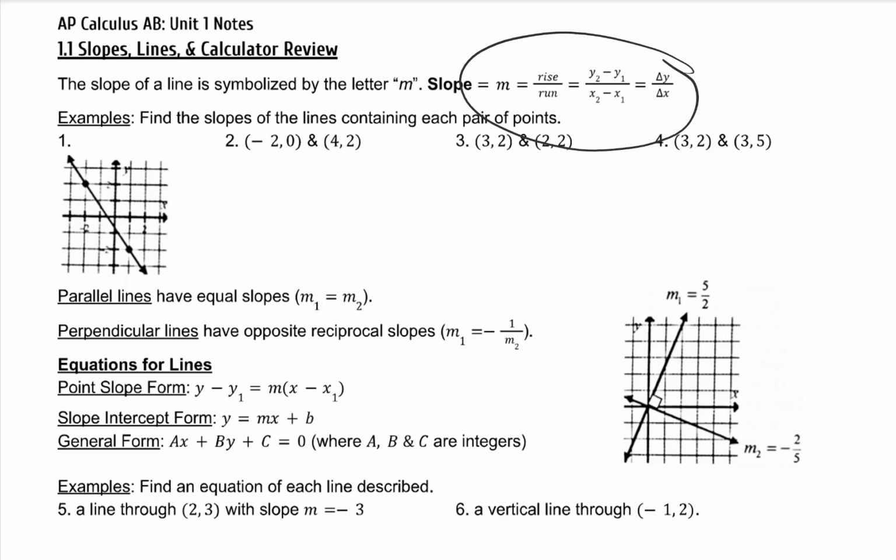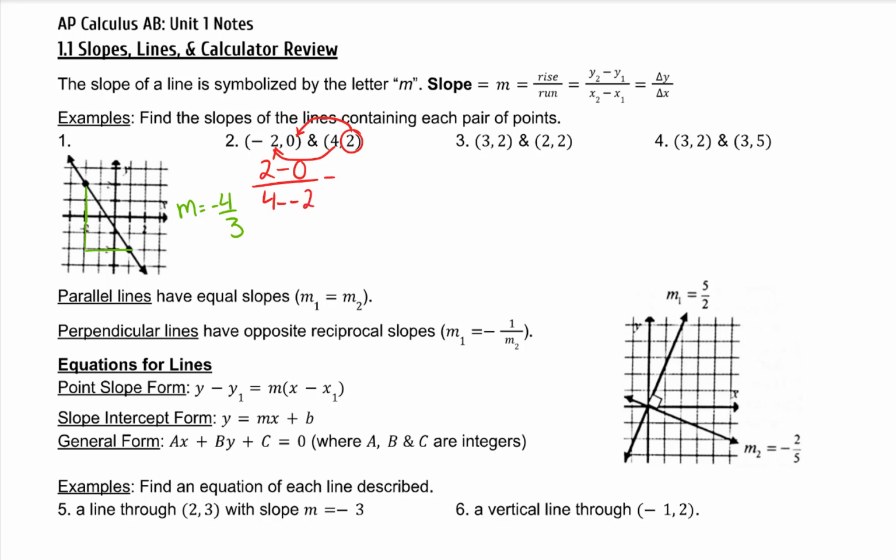So, let's find the slopes of the lines containing each pair of points. Here we have down 4 and over 3. So our slope would be negative 4 over 3. When you're given 2 points, we'll go ahead and use the formula here. So 2 minus 0 over 4 minus negative 2. And that gives us a slope of 1/3.